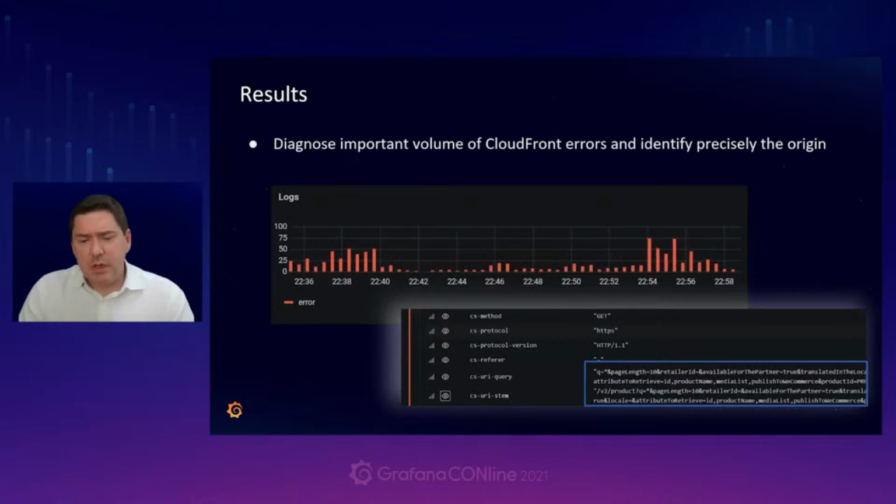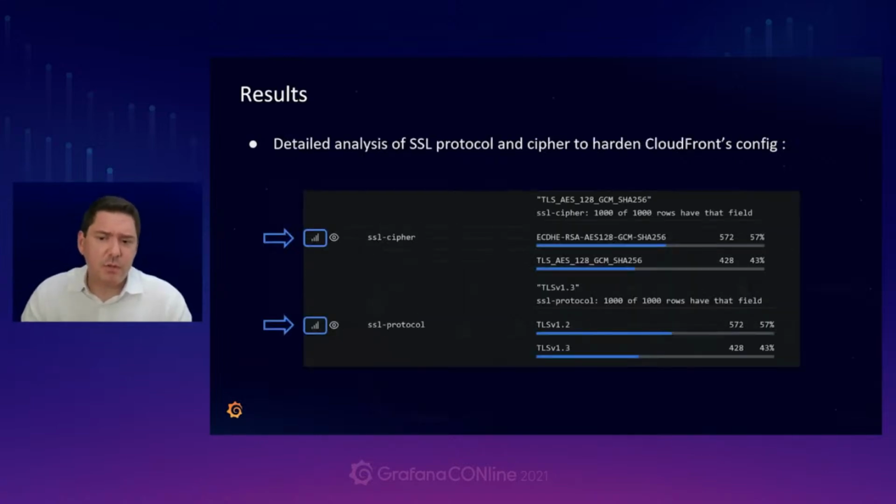So the first one, we discovered that we had an important number of CloudFront errors. And thanks to the details provided by the logs, we quickly identified what was causing the issue and were capable to fix it. Another example was a request we got from the security team who wanted to have details about SSL protocol and cipher used on the e-commerce sites. With a single click in Grafana, we got the information and adjusted the CloudFront config accordingly.